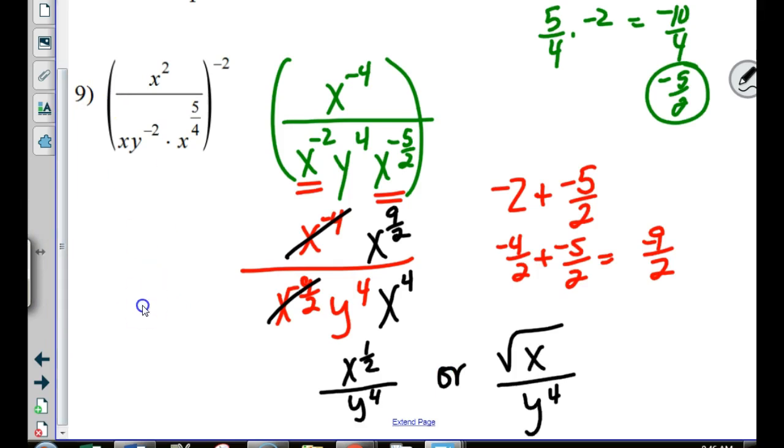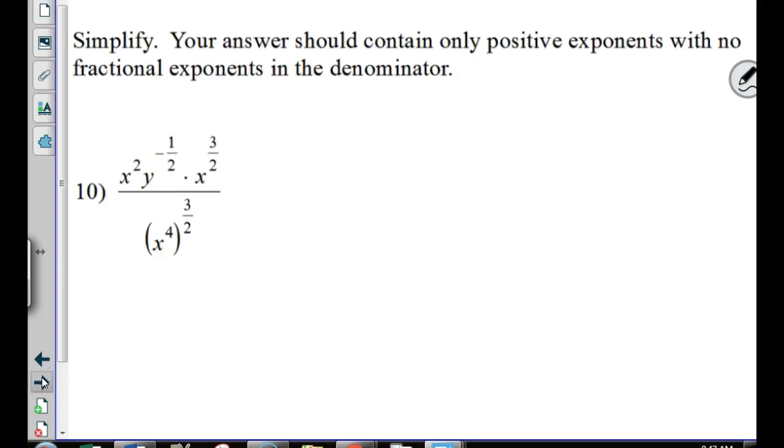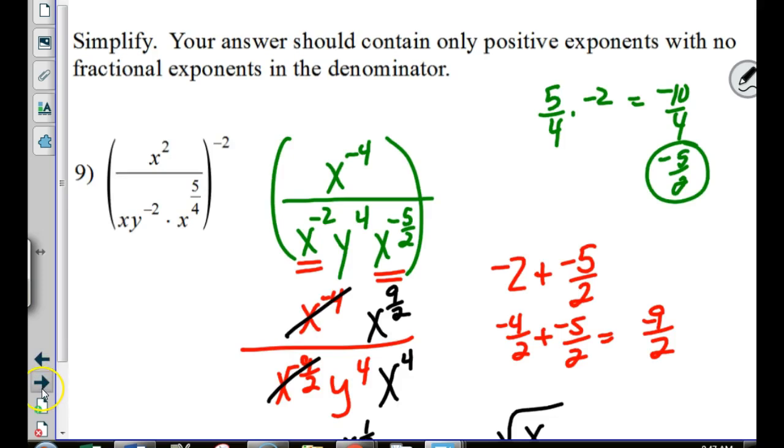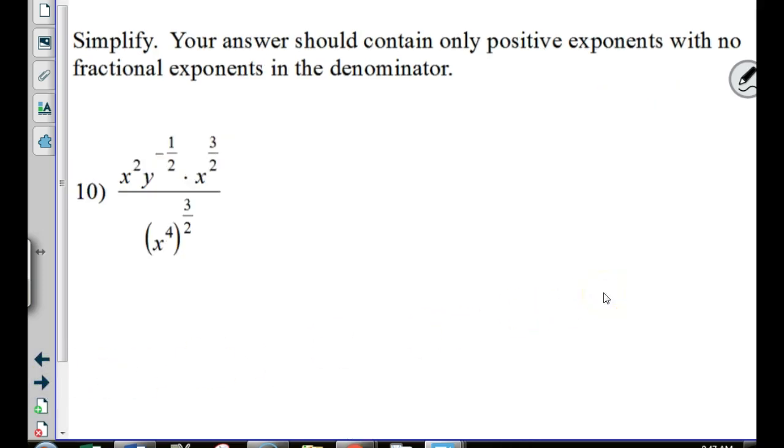Now, how many of you would have done that in a different order? I would have, but hopefully we still would have all ended up at the same place. Does anybody need me to try it in a different order? Okay. All right. Was that 9? Okay. 10.